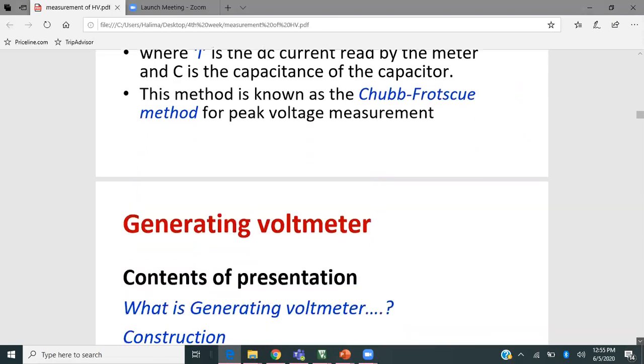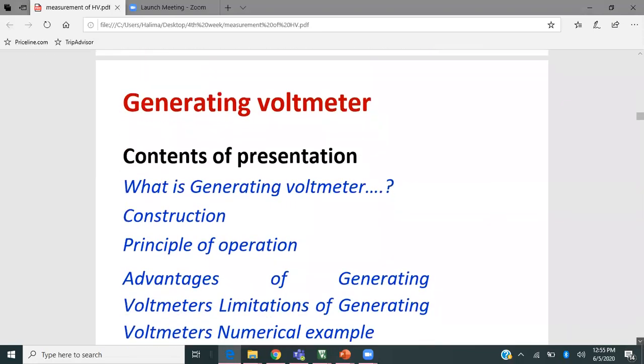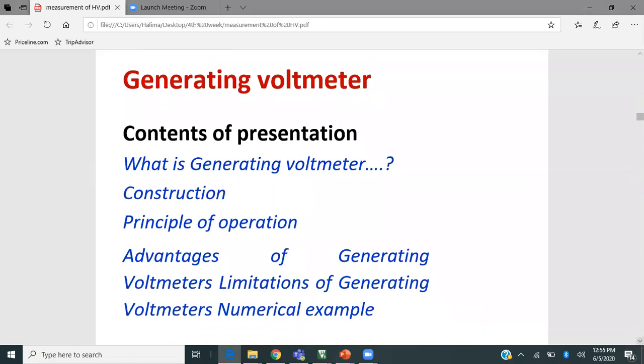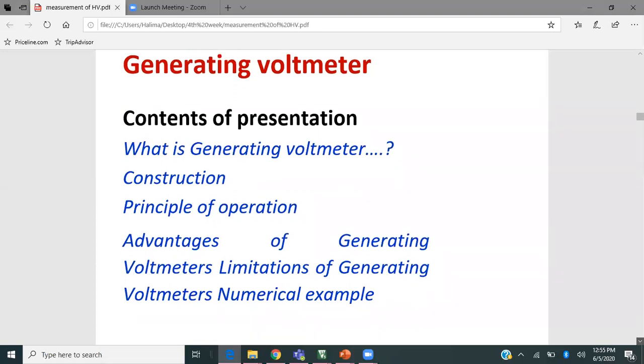This is what I have discussed already. Another technique is the generating voltmeter. In our presentation we will see what the generating voltmeter is, what its construction is, what the principle of operation is, what the advantages and limitations of the generating voltmeter are, and at the end we will see some numerical problems related to it.